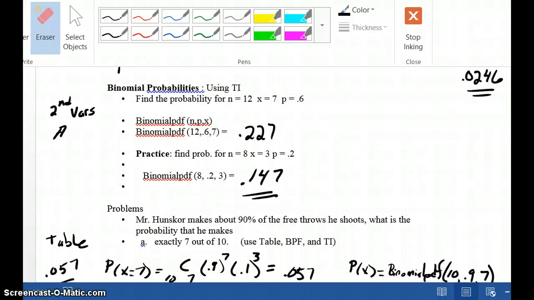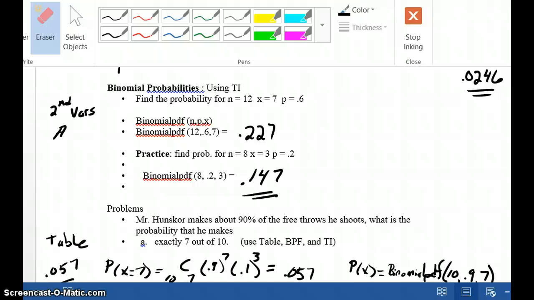Alright, the next way we can find the probability of a binomial distribution is using our TI-84. This might be the most convenient way to do things. So we're going to use this, and we're going to find the probability. If you have 12 choices, the chance of 7 successes, and the probability of success for each one is 0.6.